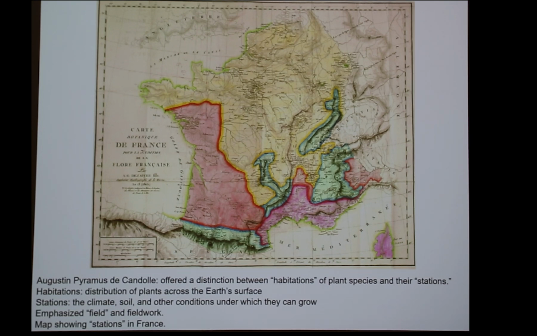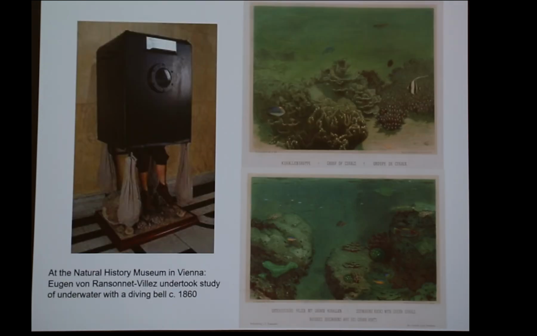One of these figures is Augustin de Candolle, who offers a very interesting distinction between habitations of plant species and their stations. For him, the habitation is the general distribution of plants across the Earth's surface, whereas stations are the climate, soil, and other conditions under which a plant can grow. So habitation is general and can be anywhere, and station specifies the conditions under which it can grow. He also emphasizes field work, so instead of working with exotic species, he says we can work with what we have, and this is the botanical map of France, for instance, that shows the different stations in France for plants.